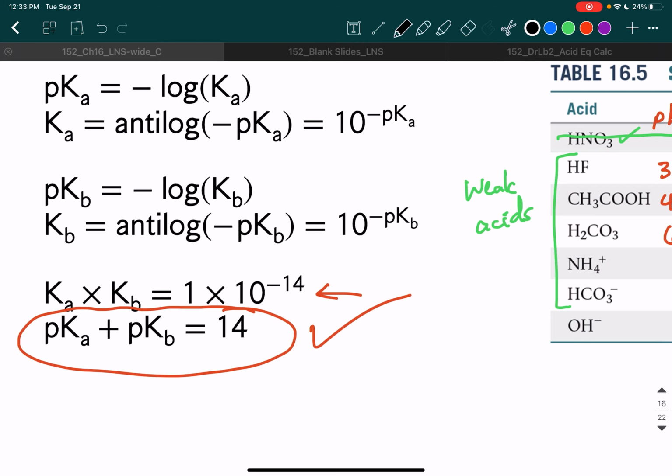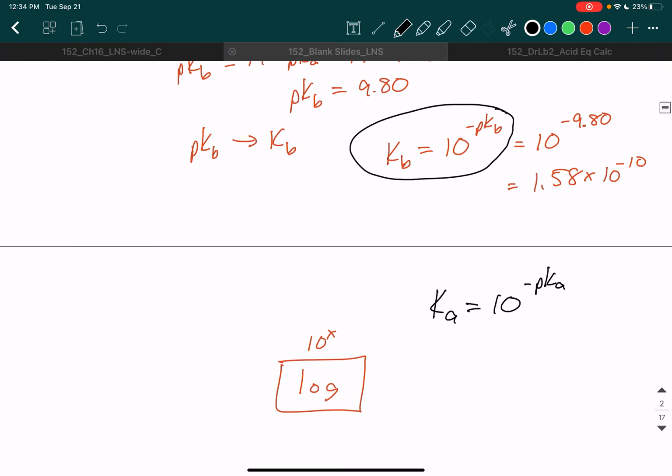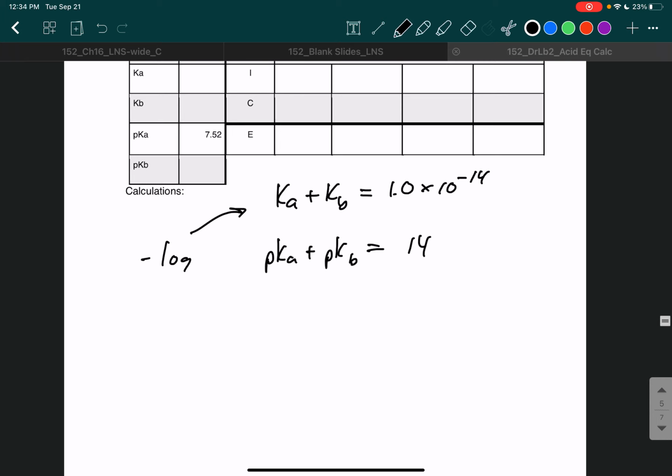That says Ka times Kb equals 1 times 10 to the minus 14. Oh, that's correct. I goofed. Okay. Thank you. Where did I put that? Oh, wow, yeah. That's really bad. Thanks.